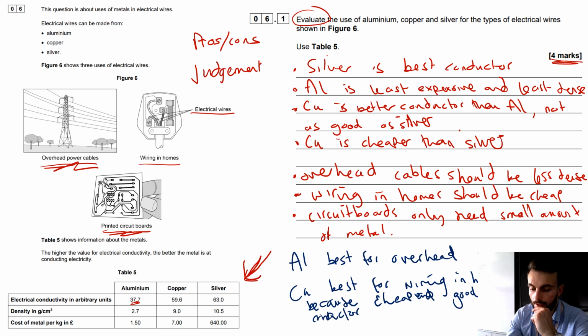And then we've got silver. Silver is the best conductor, so it's the best, and it's only needed in small amounts. So it's the best for small circuit boards.